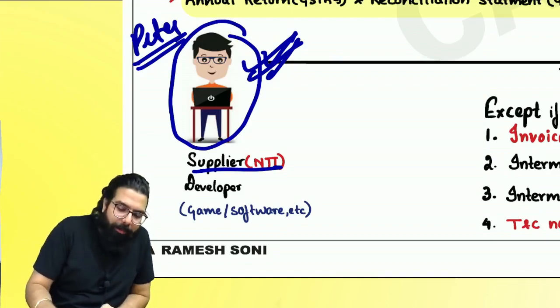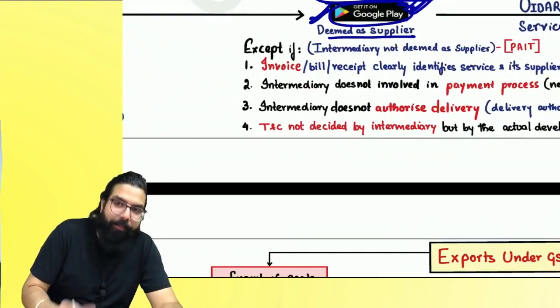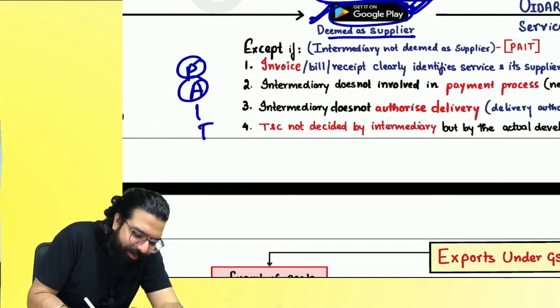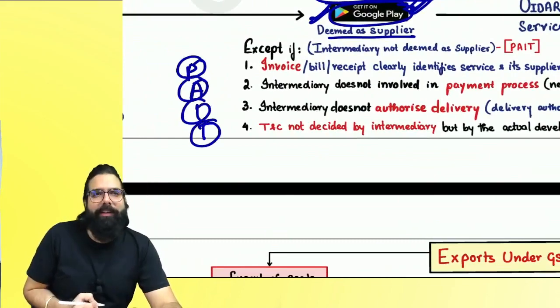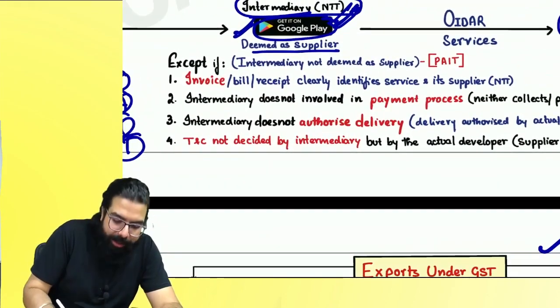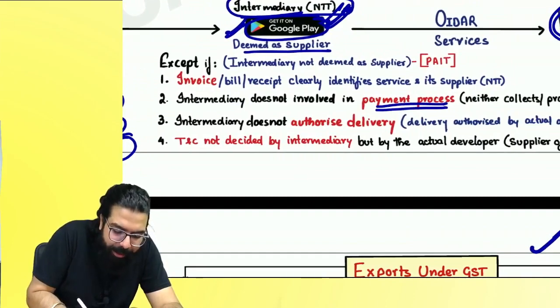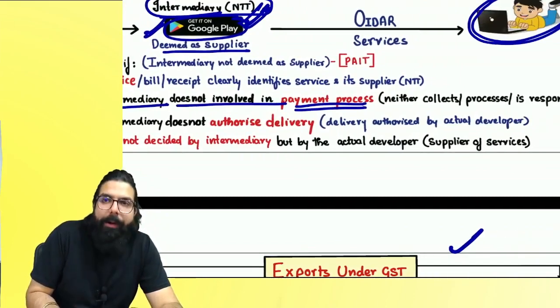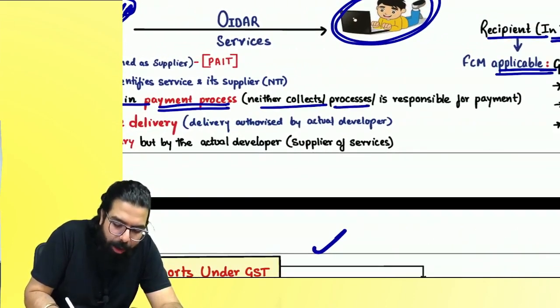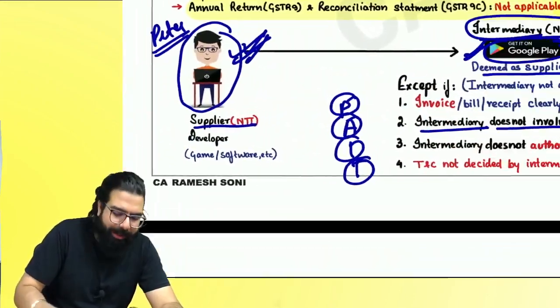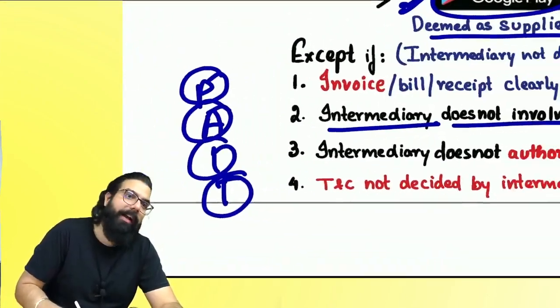They went ahead and told, you have to see 4 conditions. PAIT. Do you remember PAIT? PAIT condition. Number 1, you have to see if the intermediary does not involve in the payment process, neither collects nor processes nor is responsible for payment. Google Play Store is not collecting. Who is collecting? He is collecting the payment.